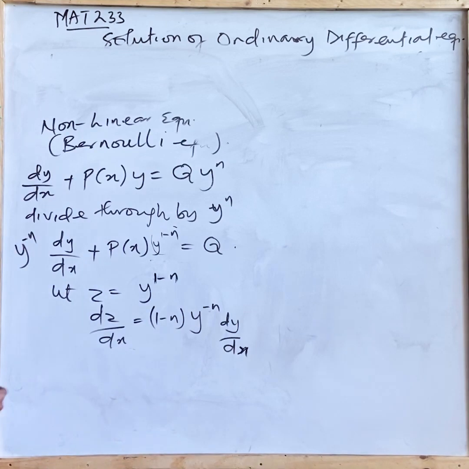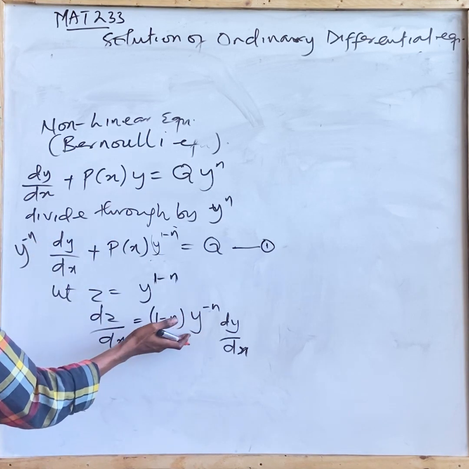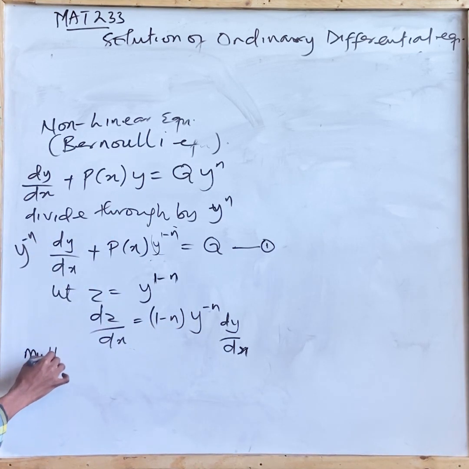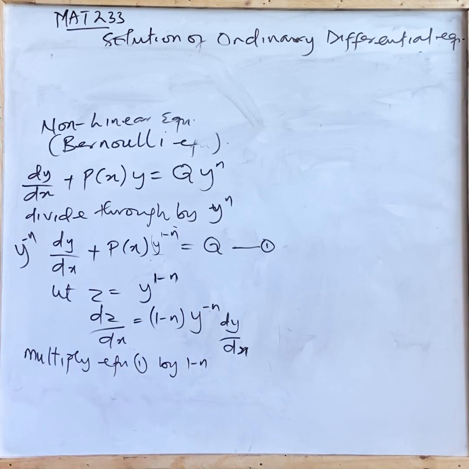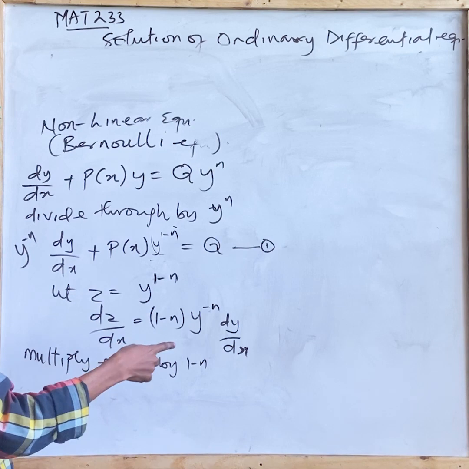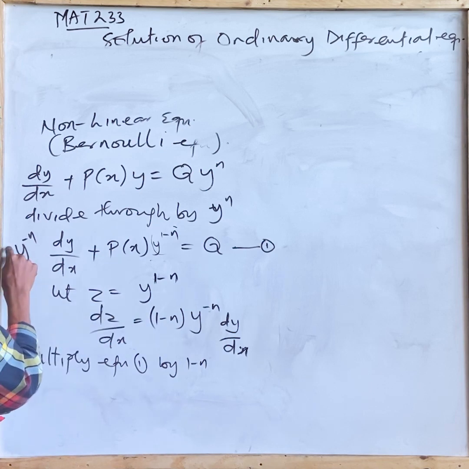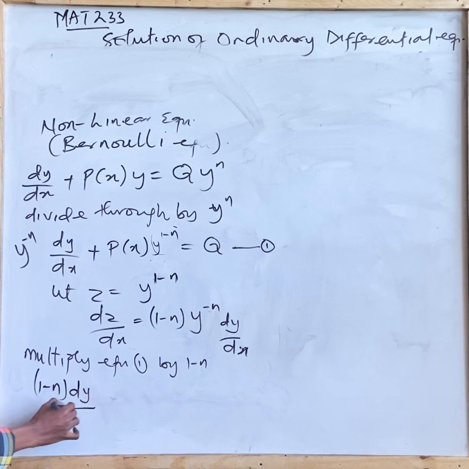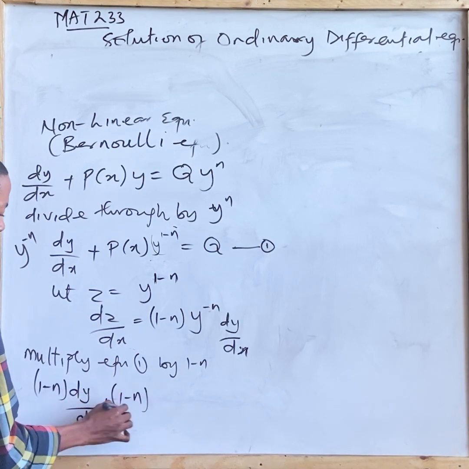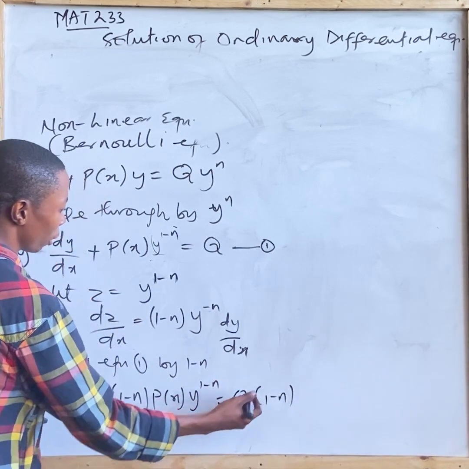Okay, so let's say this is equation 1, for example. To make equation 1 look like what I'm doing here, I will multiply equation 1 by 1 minus n. It means that in this part, I have y to the minus n dy/dx, but my dz/dx is 1 minus n times y to the minus n. So I still need 1 minus n here. That is why I'll multiply equation 1 by 1 minus n. By doing that, I'm going to have 1 minus n times y to the minus n dy/dx plus 1 minus n times p of x times y raised to power 1 minus n equals q times 1 minus n. So 1 minus n is just a constant.